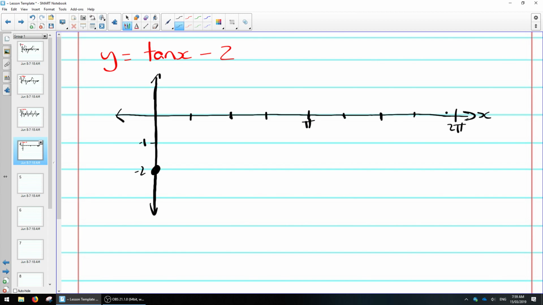So now we have pi over 2 is still an asymptote. We have 3 pi over 2 is still an asymptote. We have pi, it was an x-intercept, but now it's at -2. We have 2 pi, which was an x-intercept, but now it's -2. Where's pi over 4 going to be? Where's 3 pi over 4 going to be?